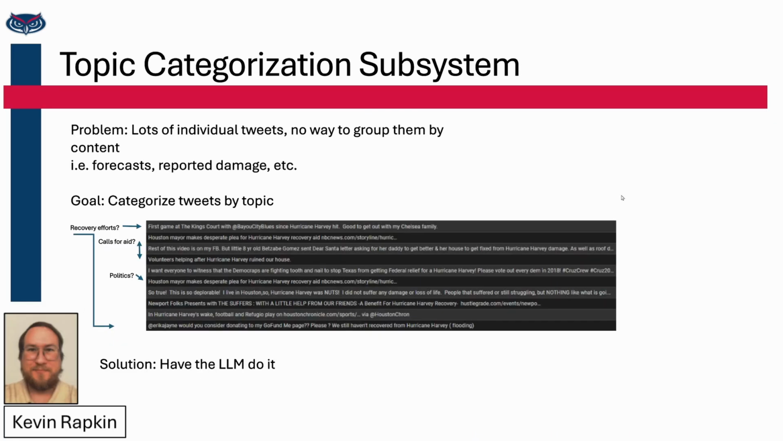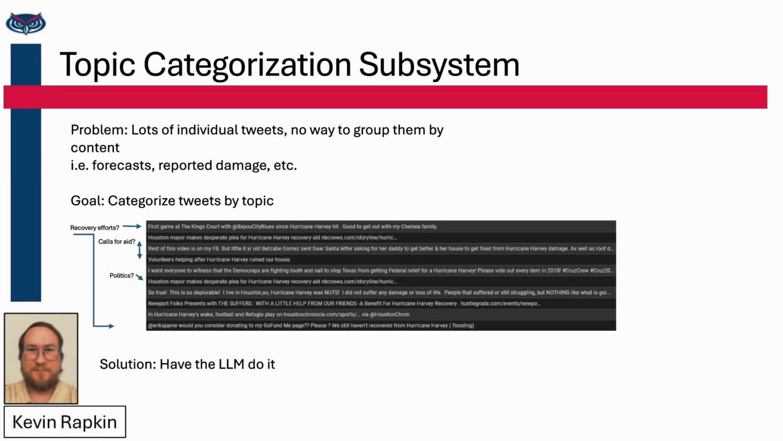And now moving on to the topic categorization subsystem. In this subsystem, we want to take all of the individual tweets with their full text, and this is very unorganized. There's no way to search through this to really find anything meaningful, right?